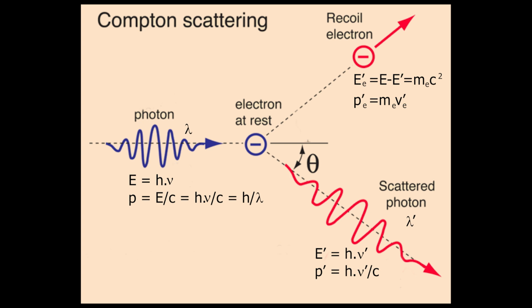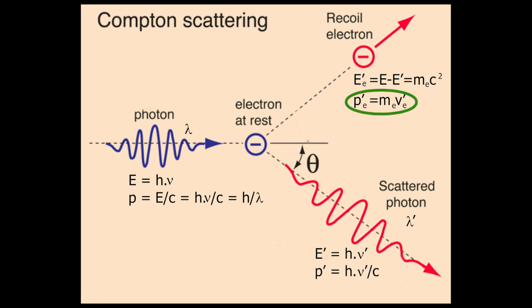Now let's take a closer look at the so-called Compton scattering. A photon of frequency nu, the Greek letter, collides with an electron at rest. Before the collision, the energy of the photon is given by Planck's formula. Upon collision, the photon bounces off the electron, giving up some of its energy, while the electron gains momentum.